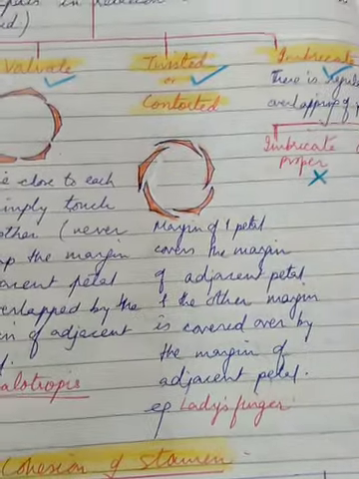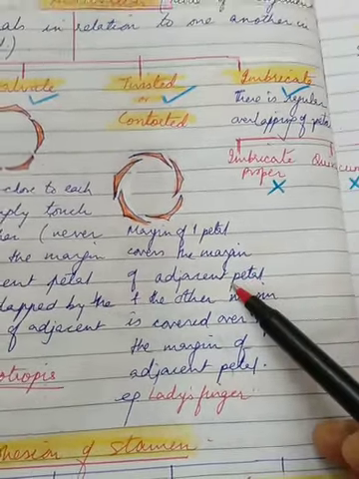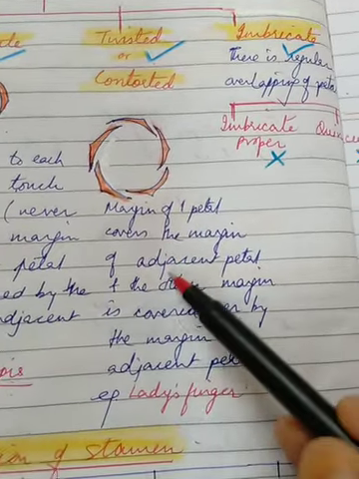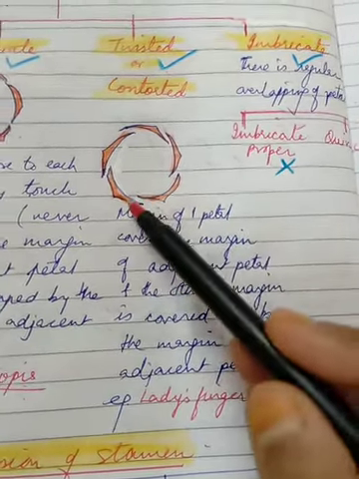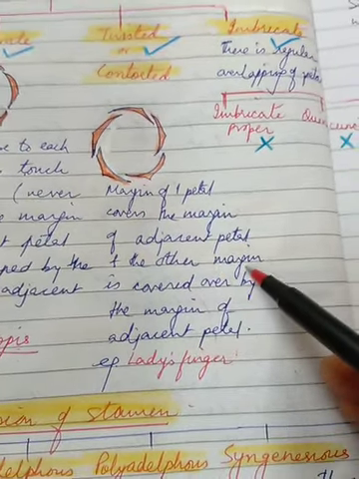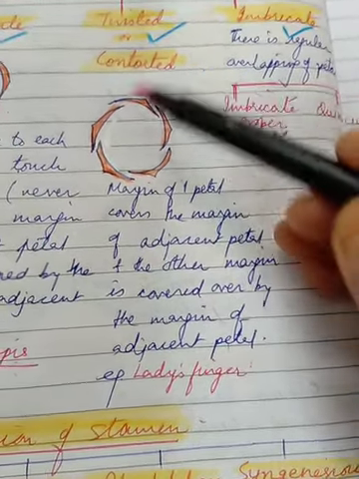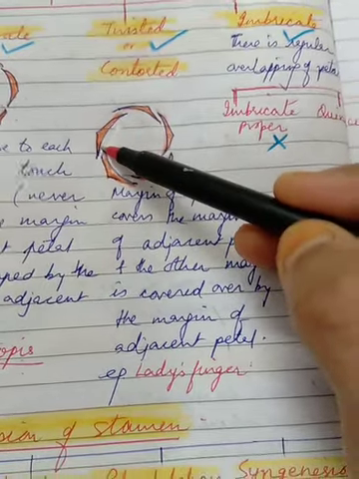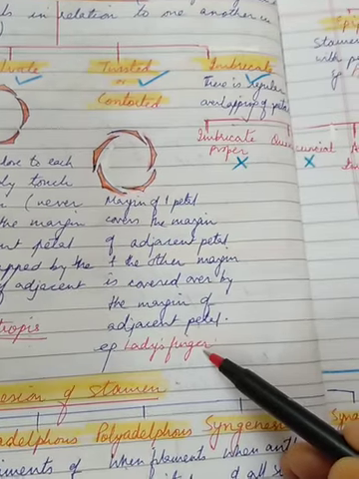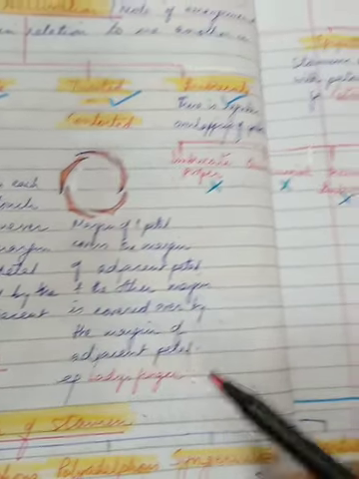Fourth and fifth. So this type of arrangement of the petals, in which one is covering the margin of the adjacent petal, and the other margin is covered over by the margin of the adjacent one, so it is covered itself by the other, will be called twisted or contorted. Example, lady's finger.